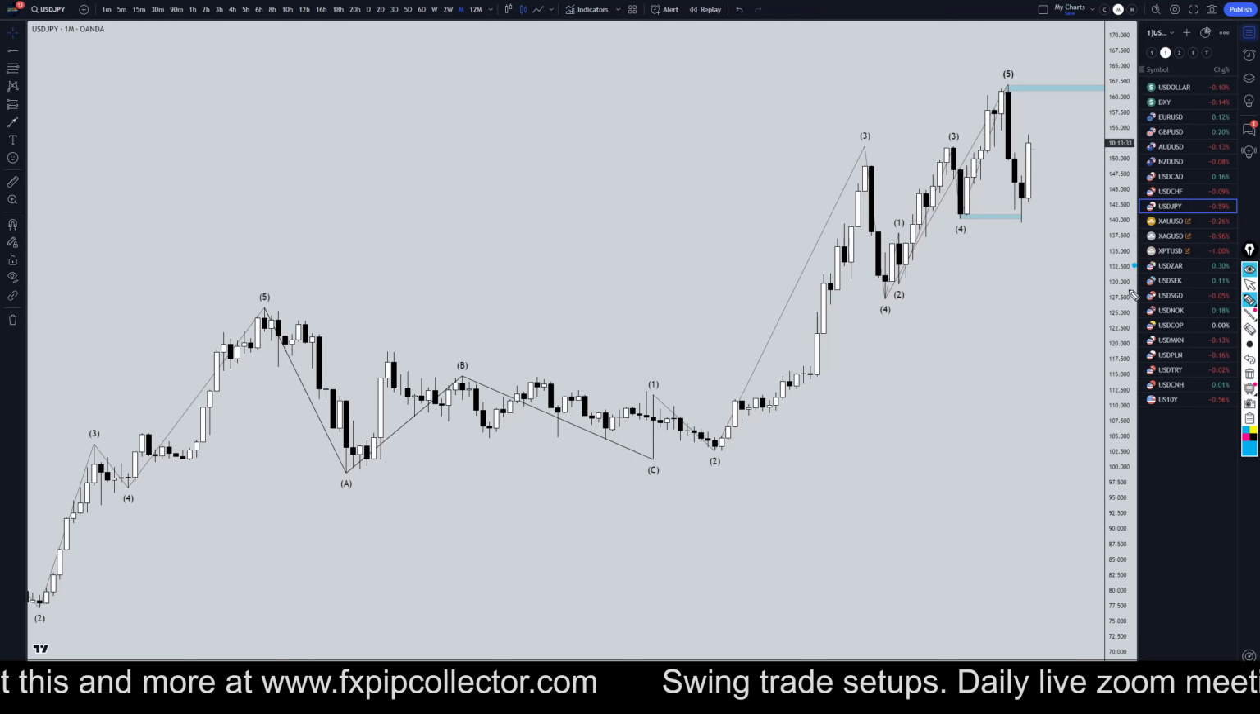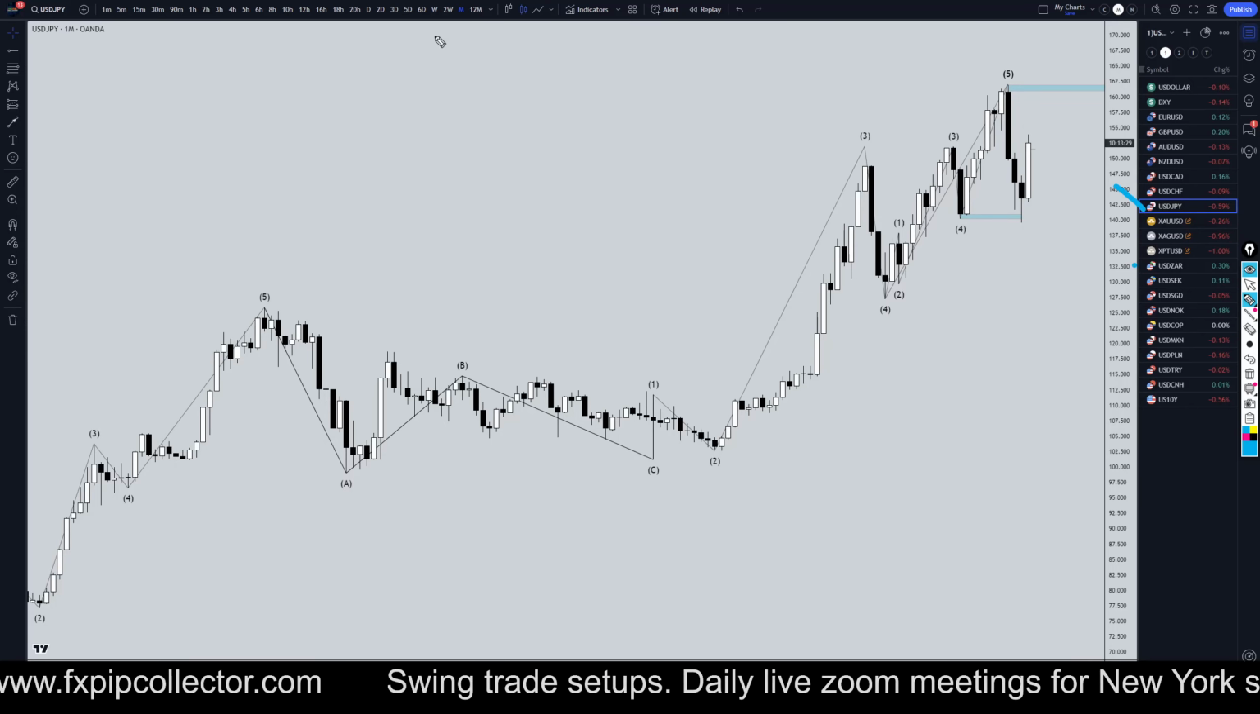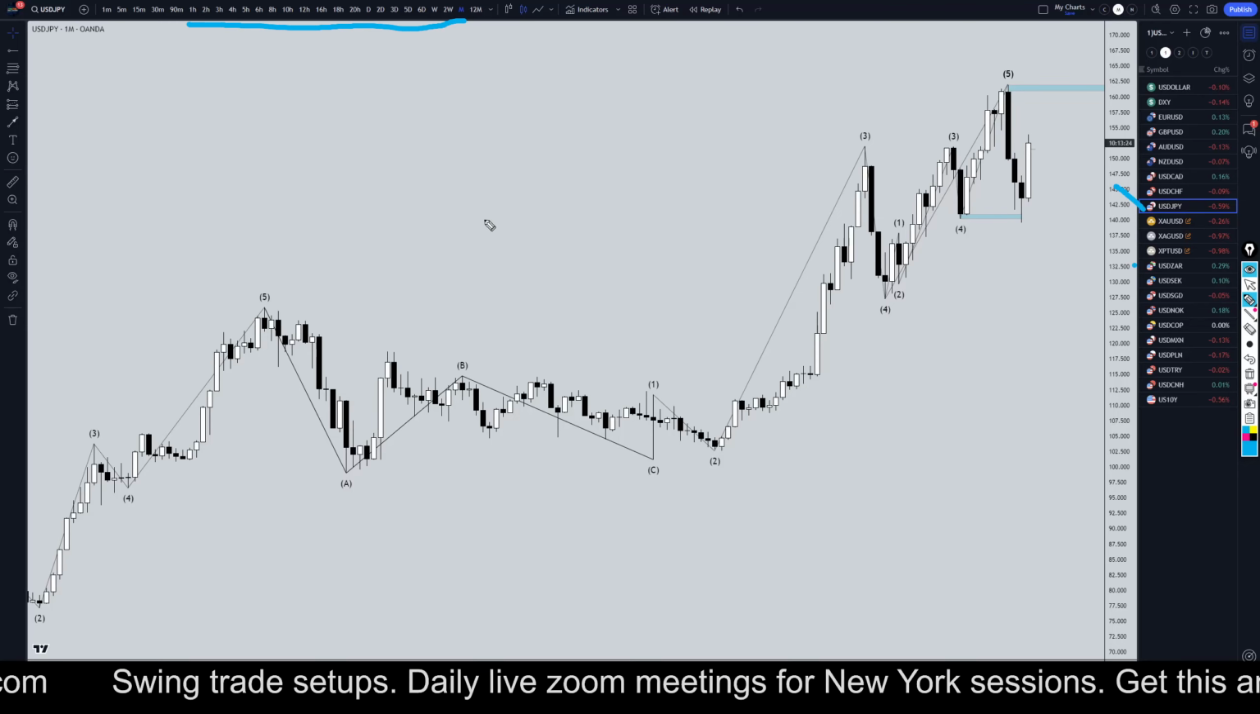Today is Thursday, October 31st, and I'm going to be analyzing the US dollar yen starting on the monthly, working my way all the way down to the 1 hour time frame for the full top-down analysis.